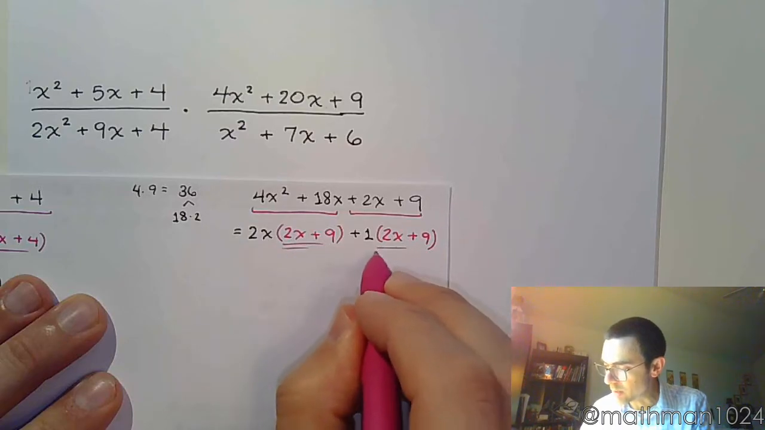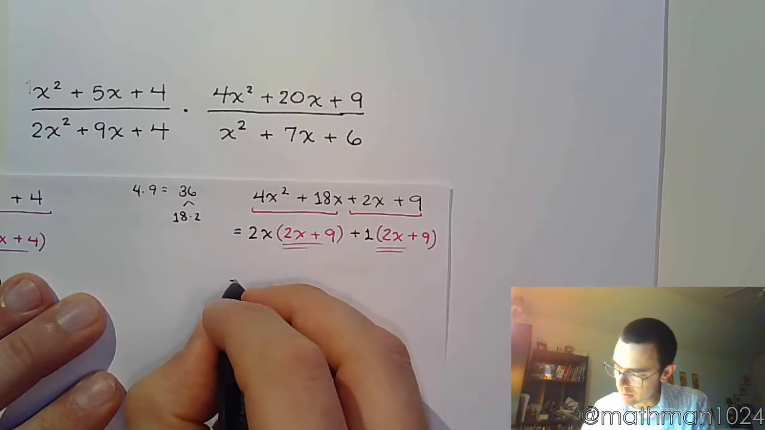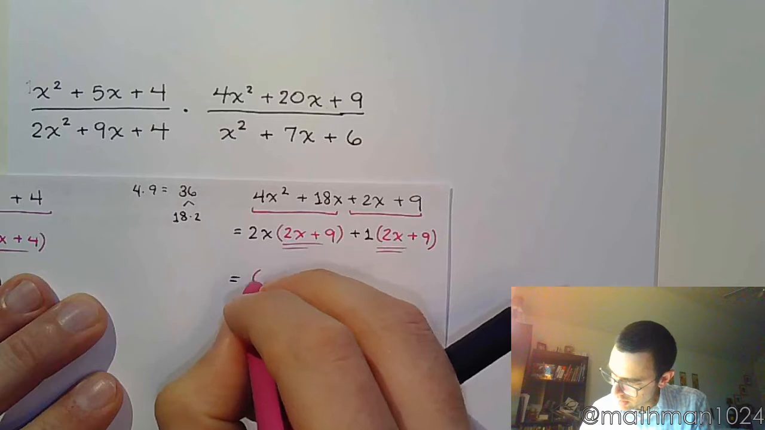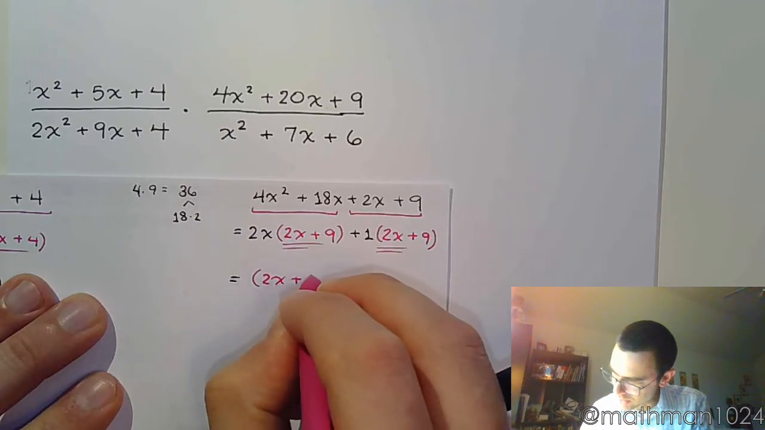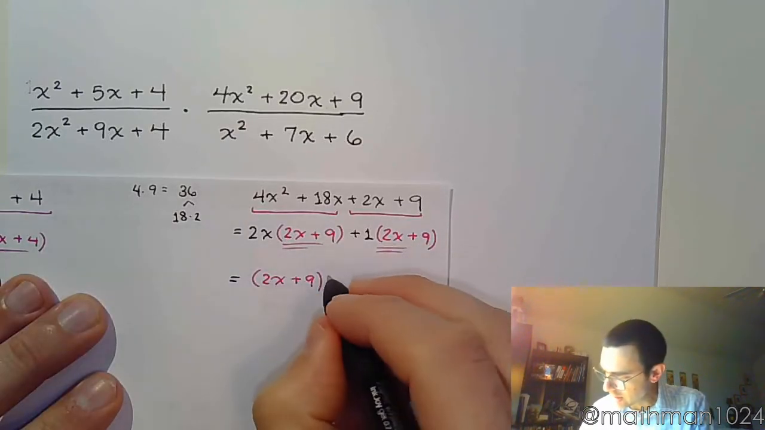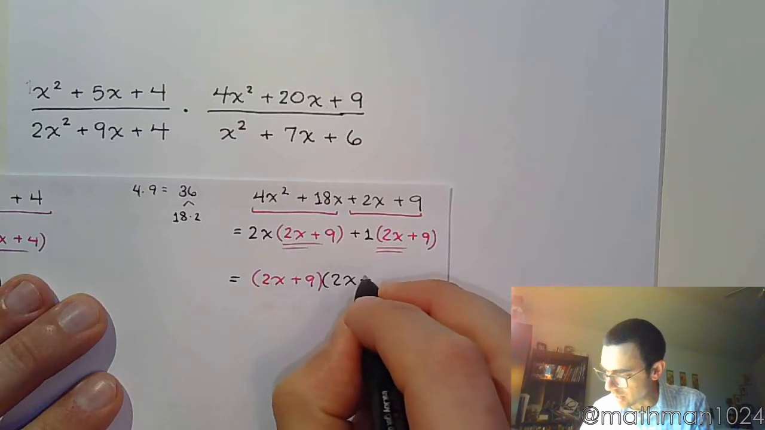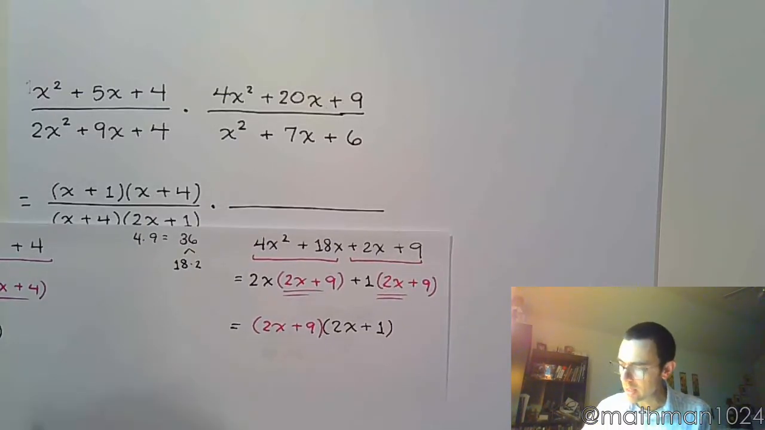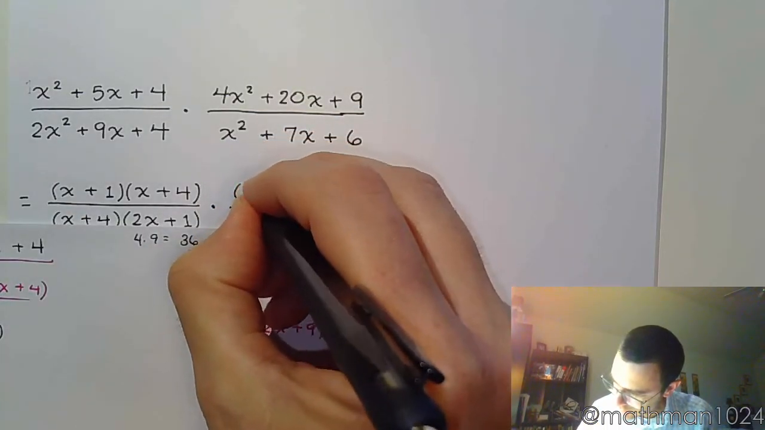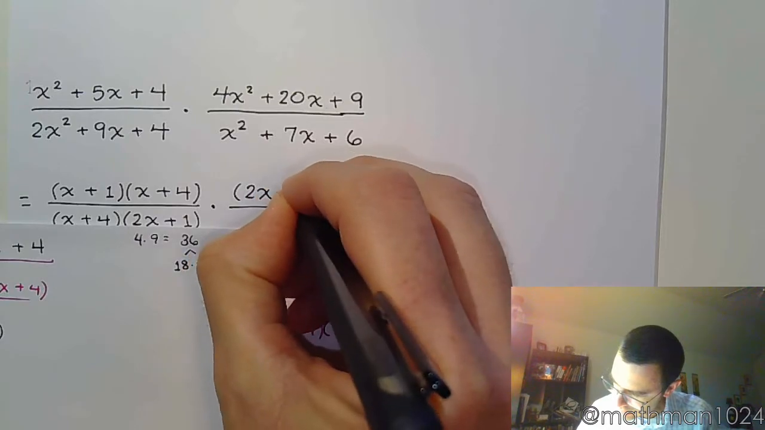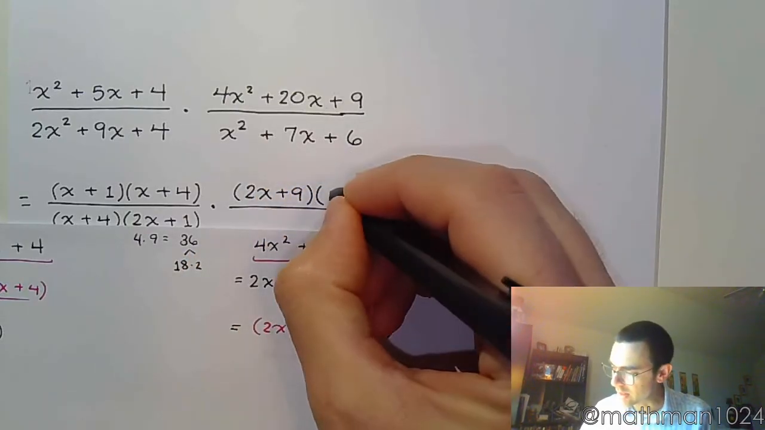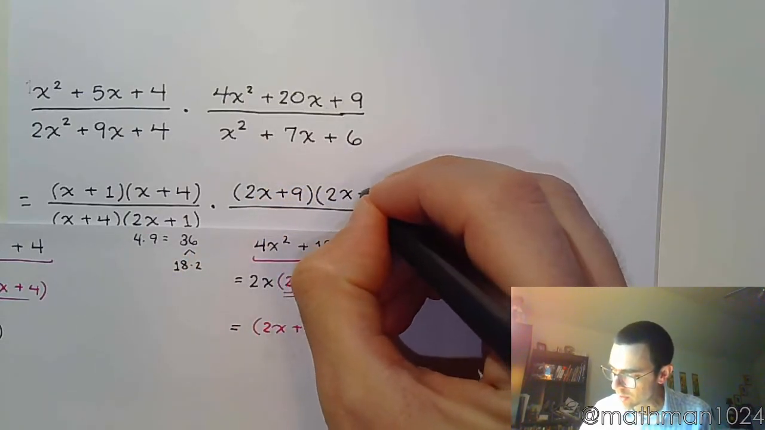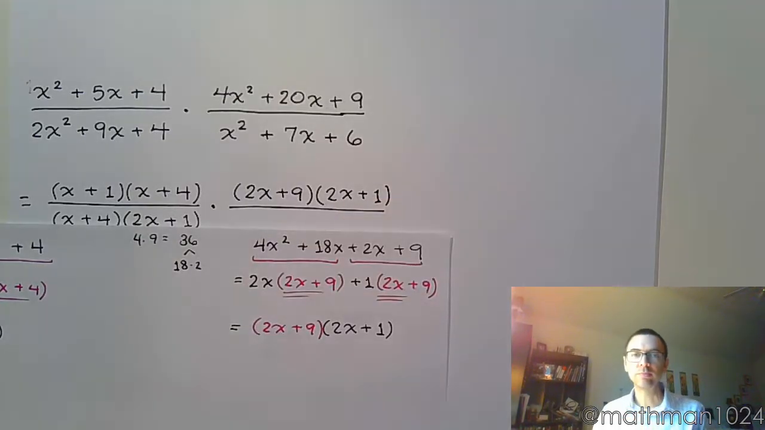As we finish the factoring by grouping, we get 2x plus 9 times 2x plus 1. So just take a moment, go off to the side, do the factorization, and then bring it back into the problem. So 2x plus 9 times 2x plus 1.